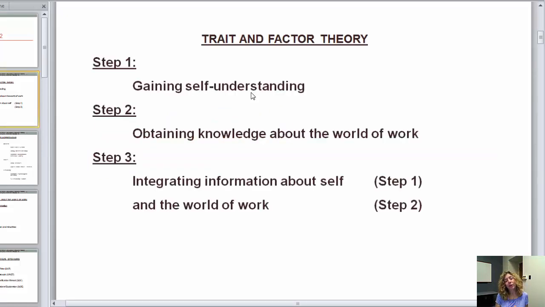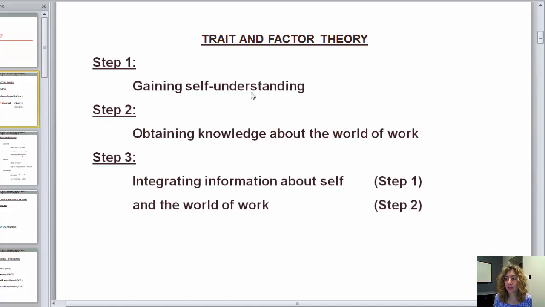So trait and factor theory is one of the oldest career theories that's out there. One of the names that you need to know is Frank Parsons. Way back from like 1909, he initiated the concept of vocational guidance, and that of course morphed into professional counseling over decades and multiple changes. But this is the oldest and one of the most widely used career development theories.